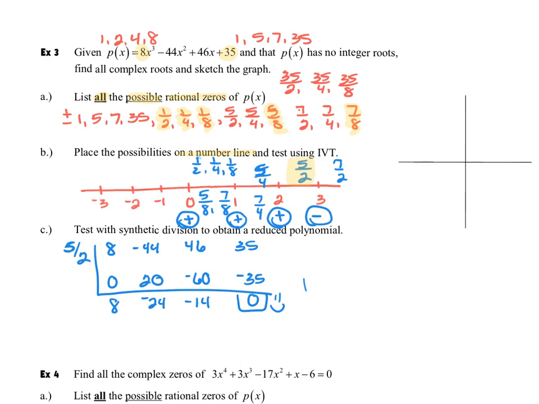I can take this reduced polynomial, this 8x squared minus 24x minus 14, I can set that equal to 0. It's conveniently all divisible by 2, so I can reduce it even more. 4x squared minus 12x minus 7 equals 0. It's actually going to factor for me, so I can factor this.